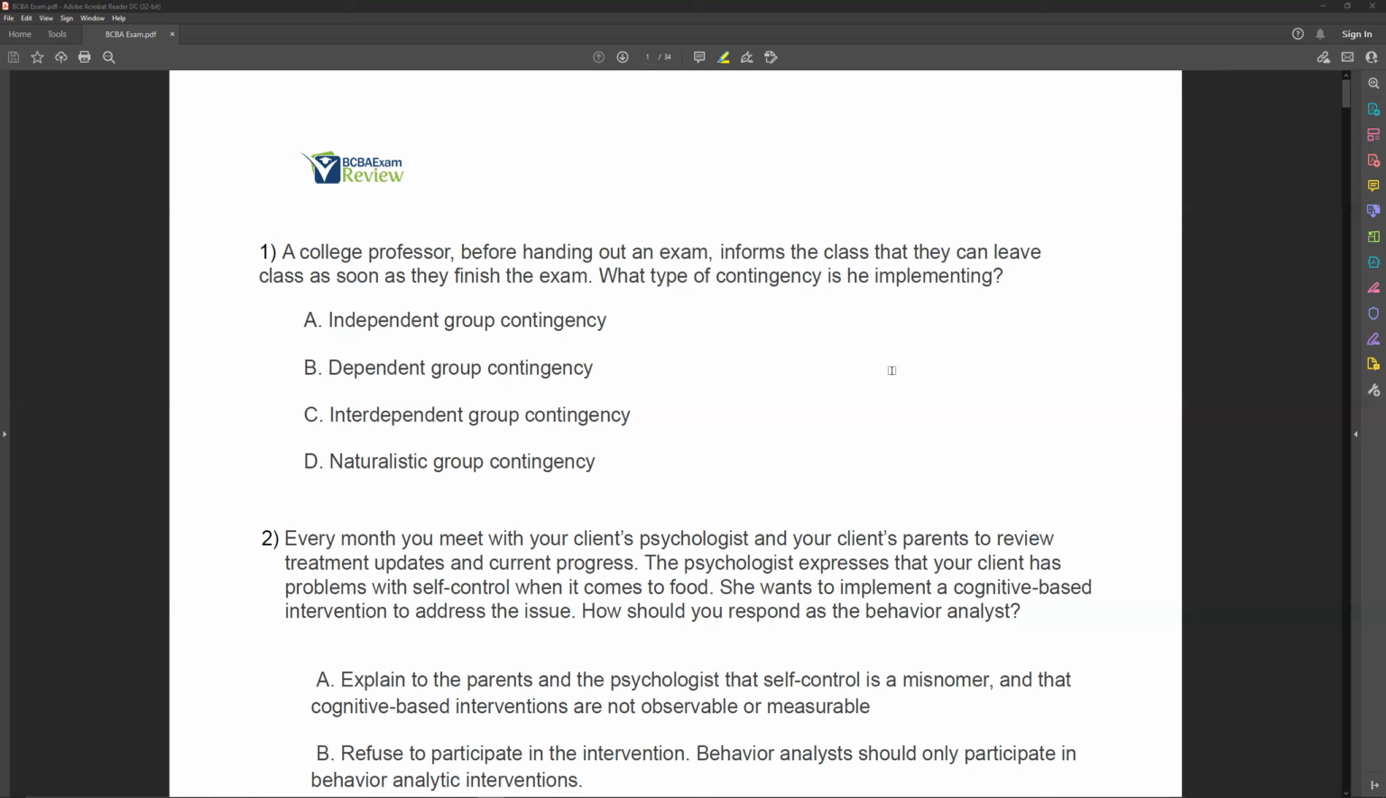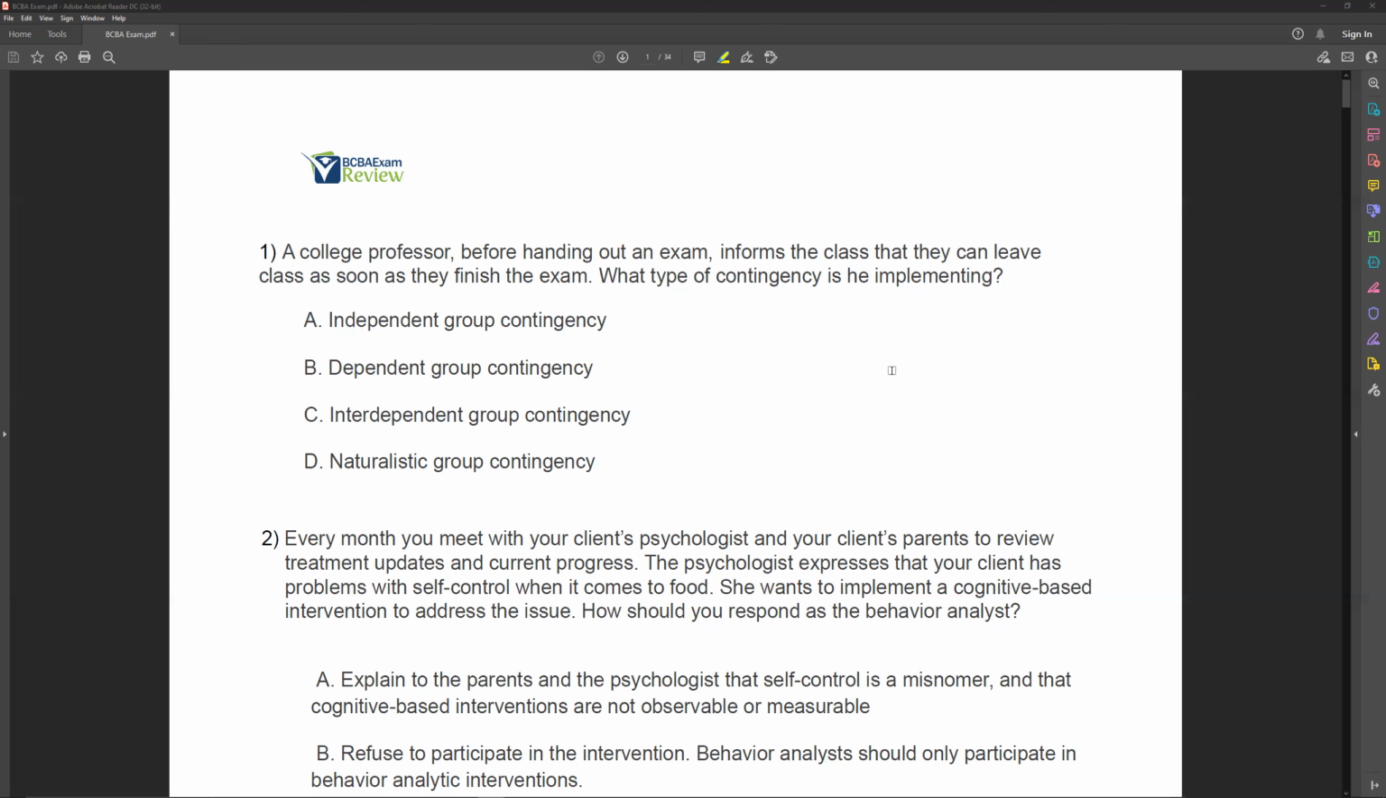Question one, a college professor, before handing out an exam, informs the class they can leave class as soon as they finish the exam. What type of contingency is he implementing? So we are looking at some sort of group contingency here, okay, because he's giving this contingency to the entire class. What is a contingency? A contingency is an if-then statement. If you do this, then you do this. It's a way for us to set up rewards or punishment based on responses, okay?